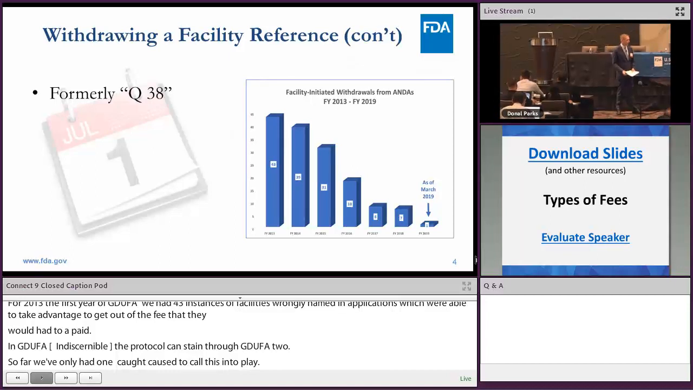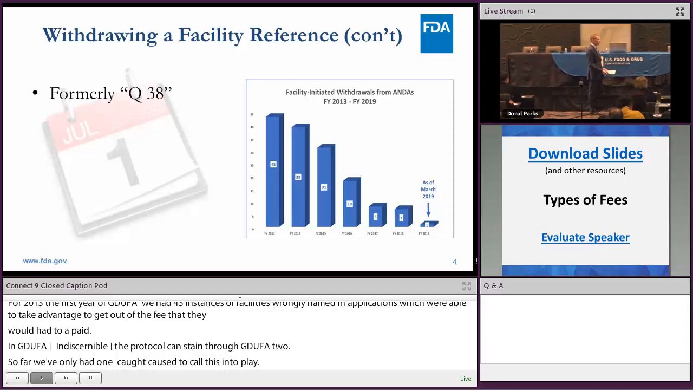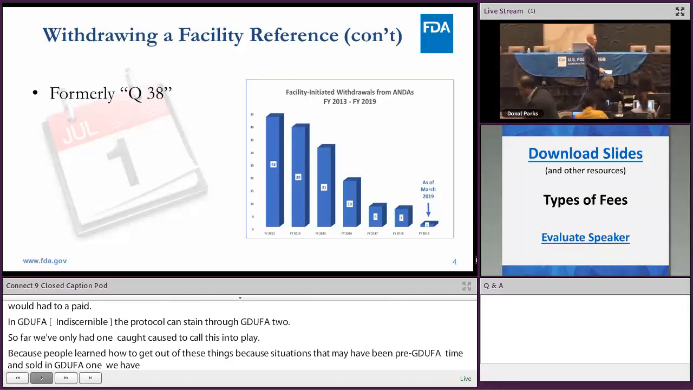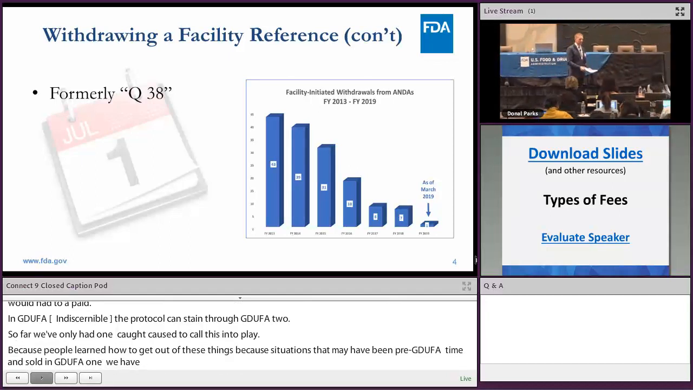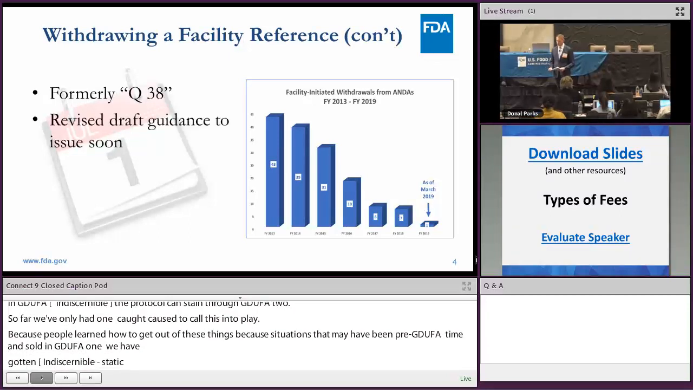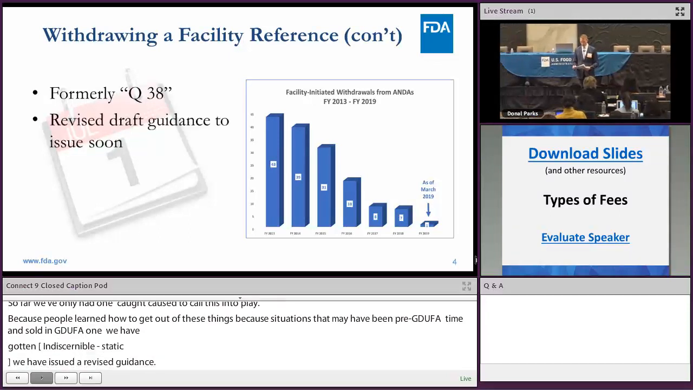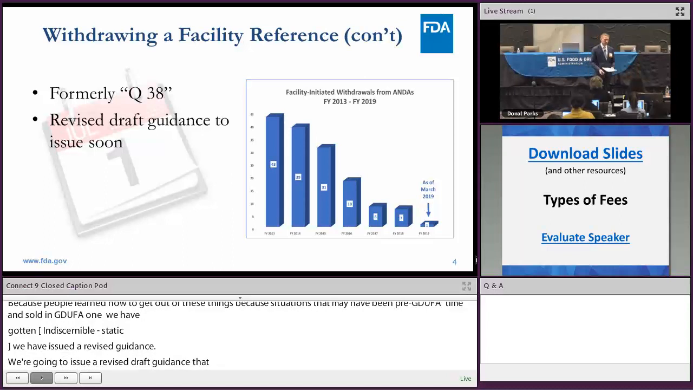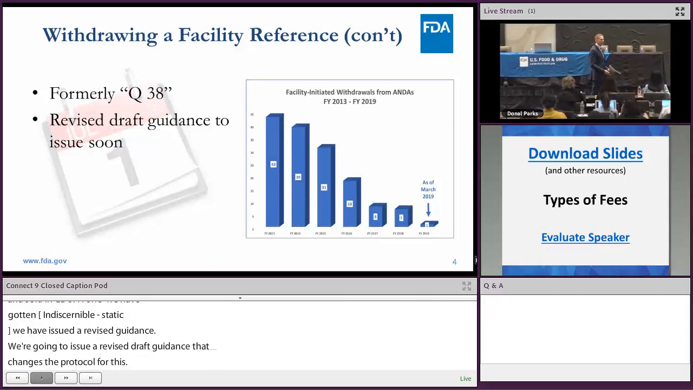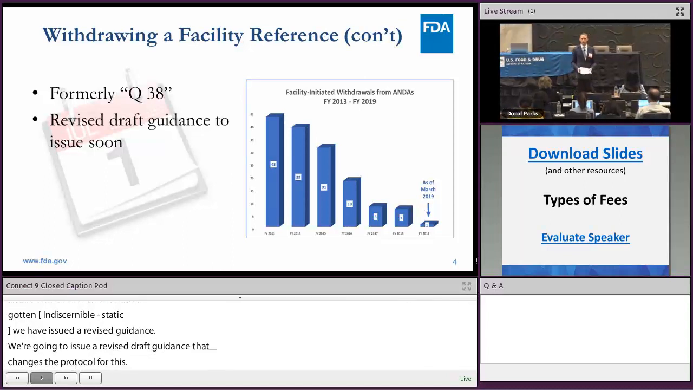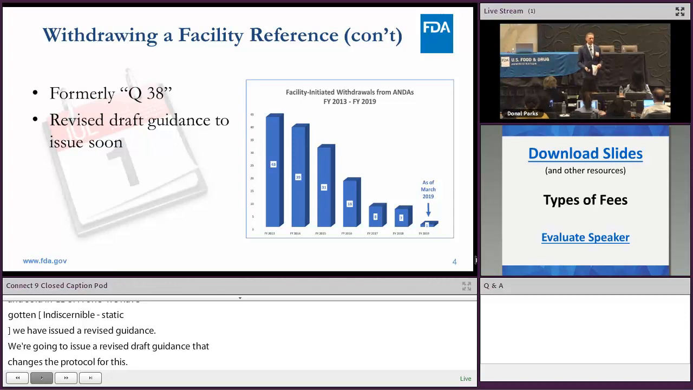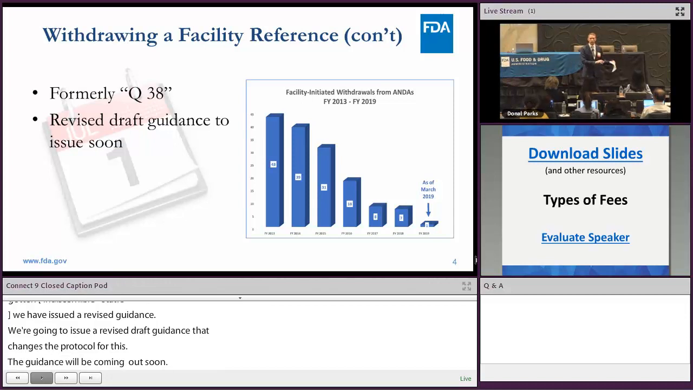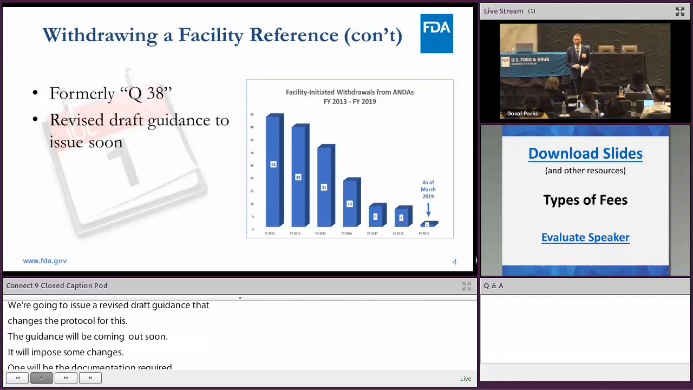So we issued a revised guidance on this last year, and we're about to issue a revised draft guidance that's going to be coming out sometime soon that changes the protocol for doing this. We don't exactly know when. And it's going to impose some changes. One of the changes is going to be in the documentation required. Under question 38 in GDUFA 1, the documentation you had to submit was essentially a note saying, hey, we've told them we shouldn't be in there, whether they've done anything about it or not.